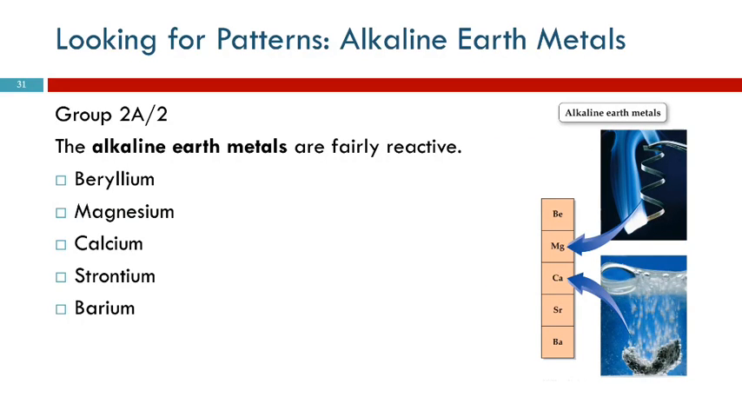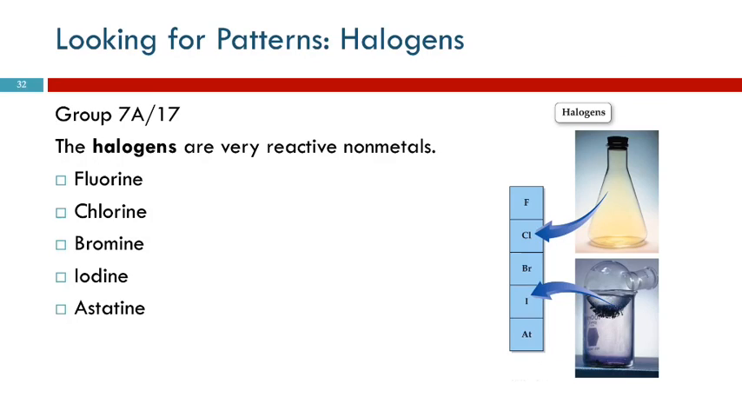The alkaline earth metals are also reactive, but not as reactive as the alkali metals. Here's what happens if you put calcium metal in water. It will fizz and react and generate hydrogen gas. The halogens, jumping over to the other end, are very reactive nonmetals. Chlorine gas, this is iodine.